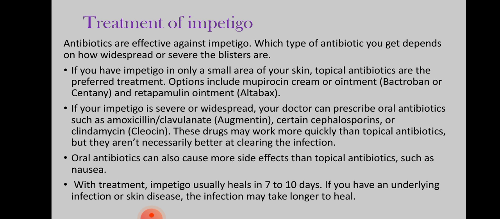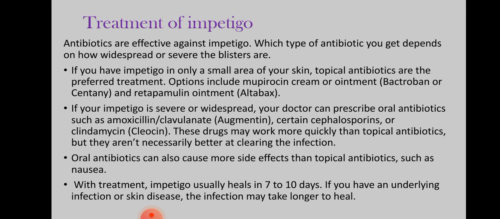For the treatment of impetigo, there are antibiotics effective against impetigo. Which type of antibiotic you get depends on how widespread or severe the blisters are. First, if you have impetigo in only a small area of your skin, topical antibiotics are the preferred treatment. Options include mupirocin cream or ointment.